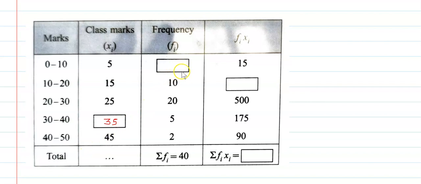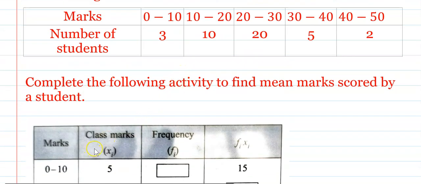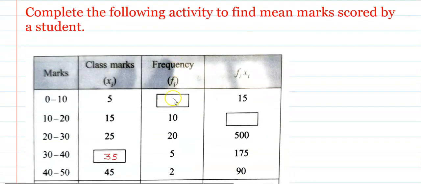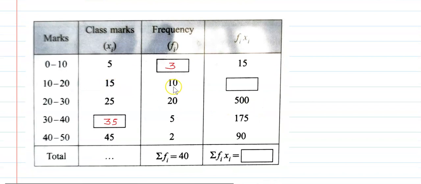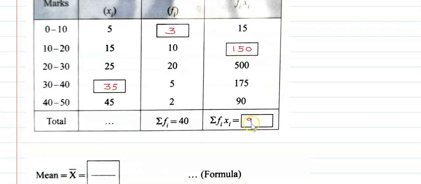Next, frequency. The first class has the frequency 3. 3 into 5, 15. 15 into 10, here is 150. Okay. Next is the sum of all these numbers. Here we will write their addition. If you add it, then you will get 930.